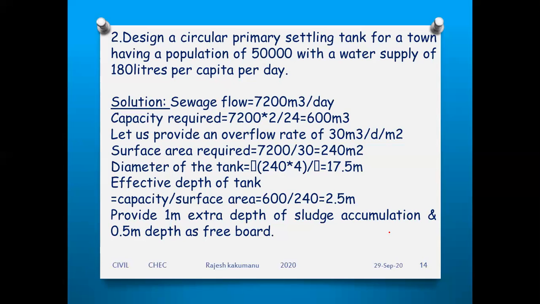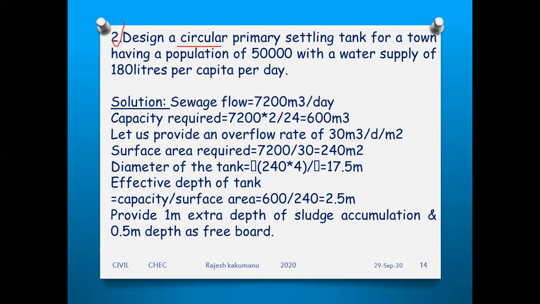Design a circular primary sedimentation tank. So here, what is the tank shape? Here the tank shape is circular. Earlier the tank shape was rectangular. Design a circular primary settling tank for a town having a population of 50,000 with a water supply of 180 liters per capita per day. So same problem, same values, only the design differs.